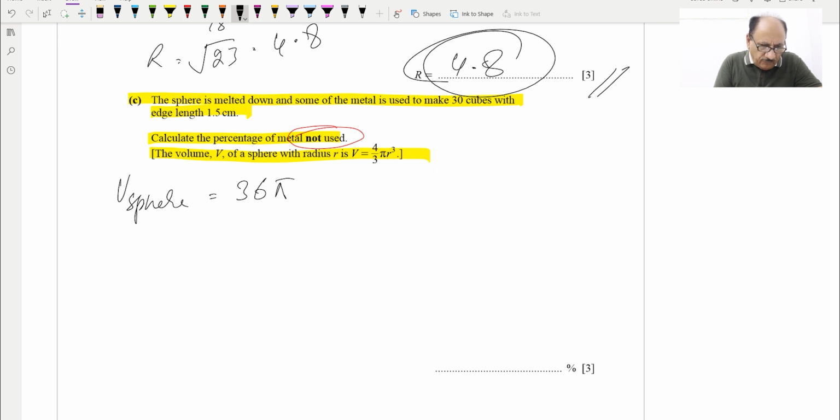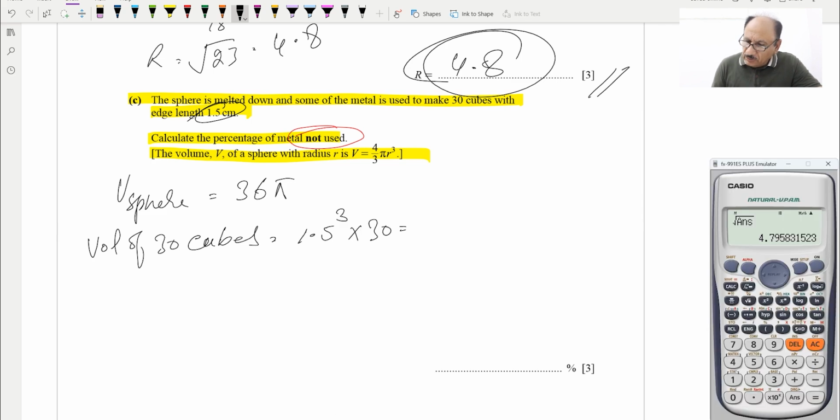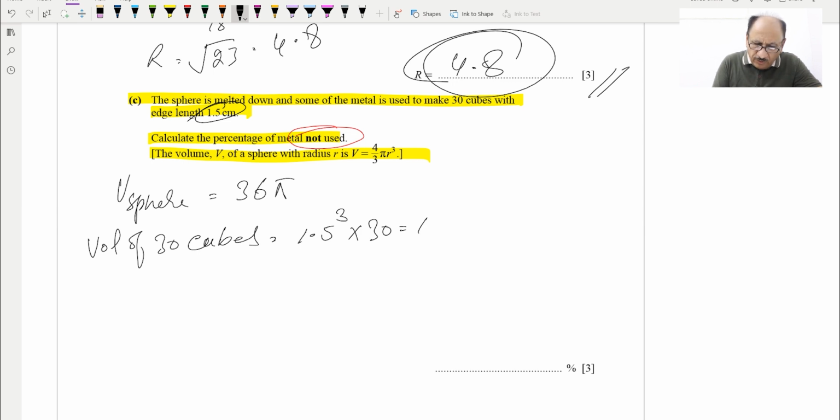Now we can calculate the volume of the 30 cubes with side 1.5. Each side is 1.5, so 1.5 cube will be the volume of 1 cube, and we multiply this by 30 to get the volume of the 30 cubes. So 1.5 cube multiplied by 30 gives us 101.25 centimeter cube as the volume of the 30 cubes.